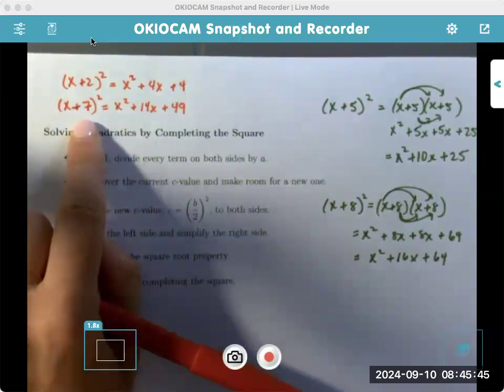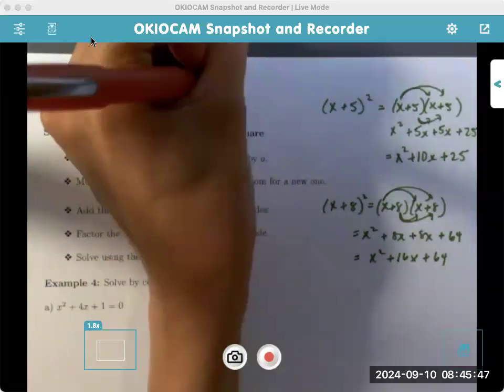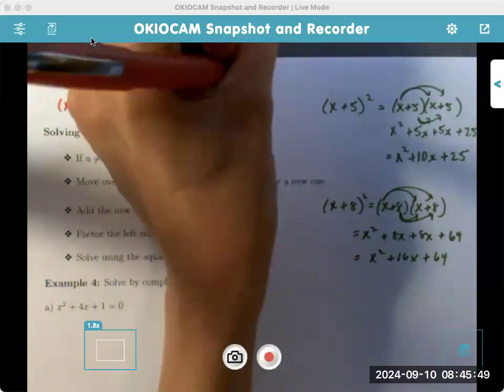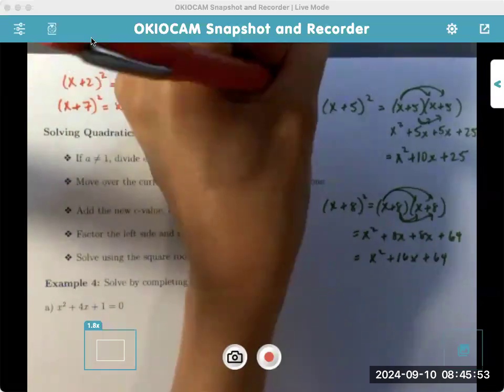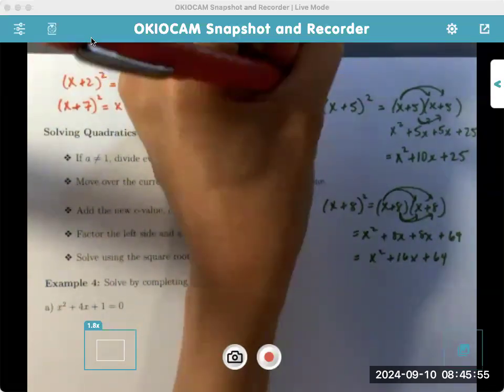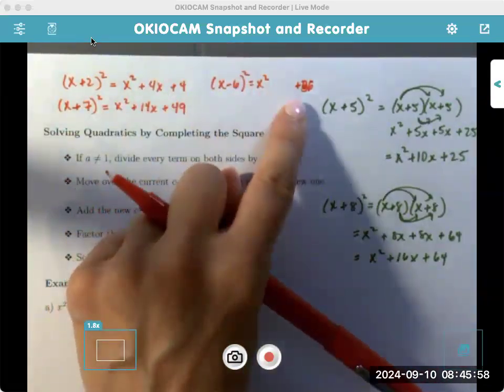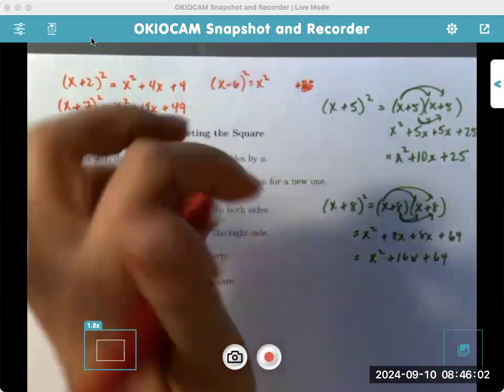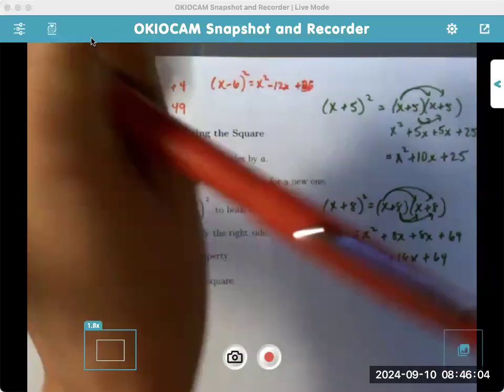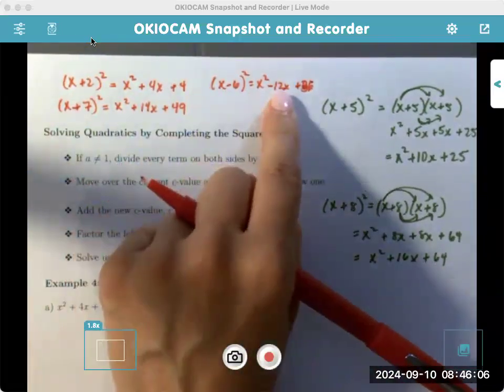Combine and double. What if it's subtraction? What if it's (x - 6) squared? Same thing. That's x squared plus 36, because a negative times a negative is a positive. The only difference here is that now you have the negative term in the middle. So that's negative 12x, because you combine and double.